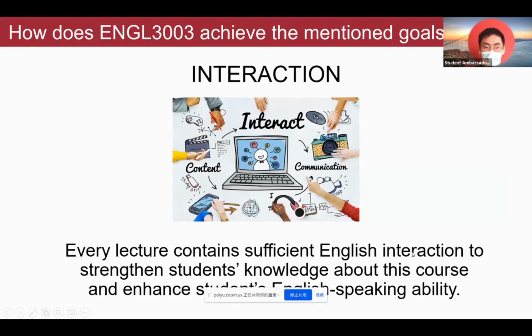And what is the most important point is interaction. Every lecture inside this ENGL 3003 course contains sufficient English interaction to strengthen students' knowledge about this course and enhance students' English speaking capability.